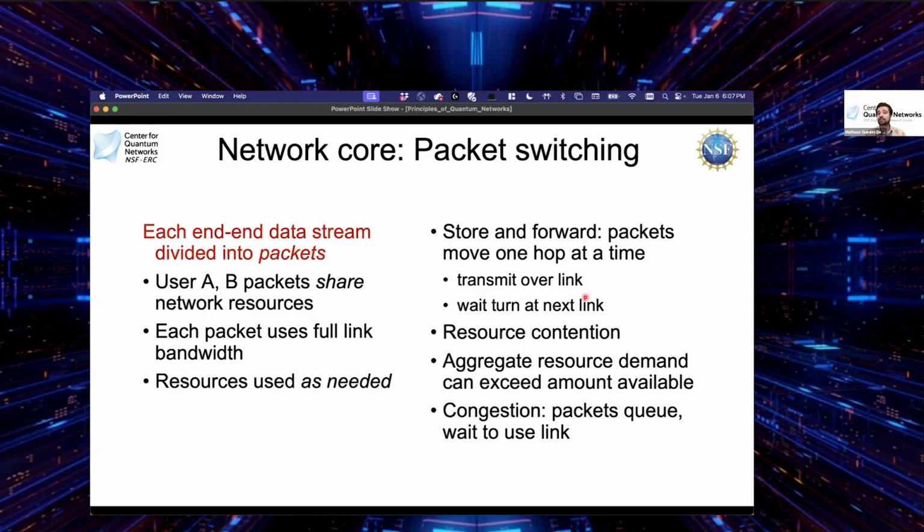This is very interesting, albeit it comes with some issues as well, such as resource contention. It might be the case that the aggregate resource demand in our network may exceed the amount of resources that we have available, leading to problems such as congestion, which means that packets may wait for a long time in the router before they are forwarded, which increases latency in communication.